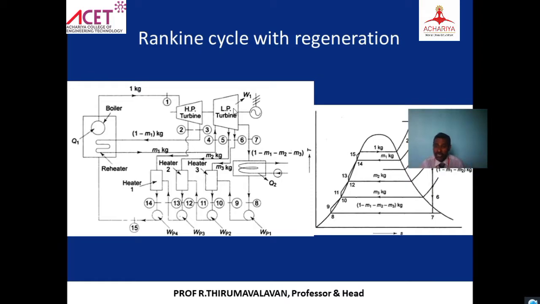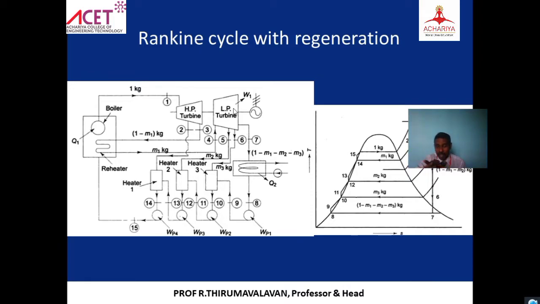So what we call the regeneration process. At point number 2, how much am I taking out? The amount of steam taken out is going to be an M1 amount. At point number 5, I am taking out M2 amount. And then at point number 6, I am taking out M3 amount. So M1 is taken out, M2 is taken out, M3 is taken out. Three amounts: M1, M2, M3.